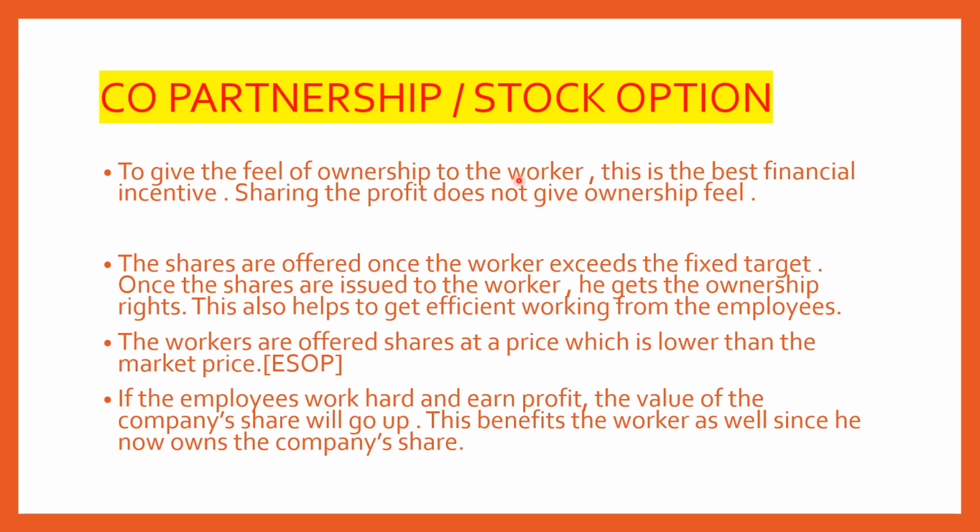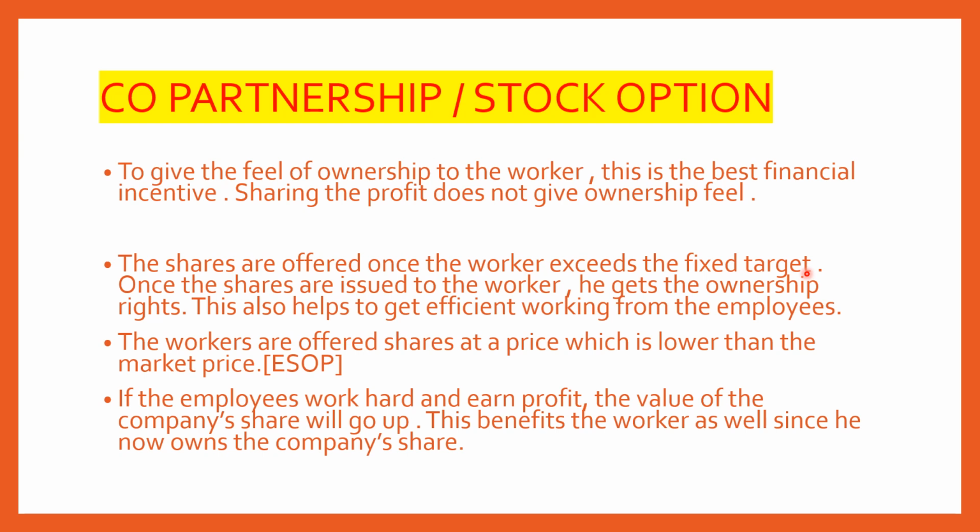Next point is the co-partnership or the stock option. Now in this case, the worker is given the feel of ownership. This is the best financial incentive in which the worker is given the co-partnership. Sharing of profit, when we were discussing in the previous slide, makes the worker a worker only. It doesn't give the ownership feel to the worker. But in co-partnership or stock option, these shares are offered to the worker if the worker exceeds a fixed particular target.